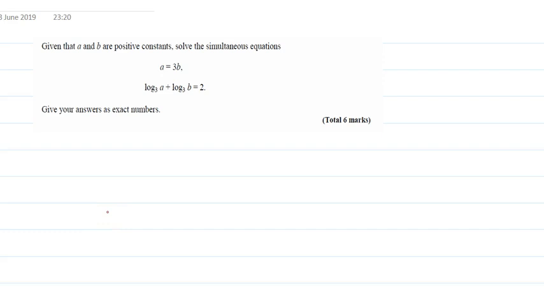In this question, it is given that a and b are positive constants, and solve the simultaneous equations. a is equal to 3b and log base 3 of a and log base 3 of b equal to 2, and give your answer as an exact number. So it is a total 6 marks question. Could you please pause the video and have a go?